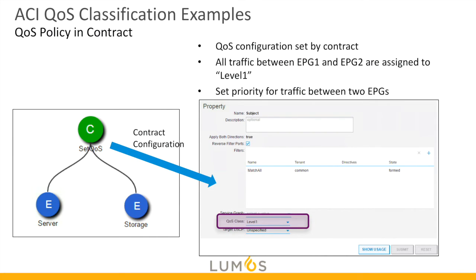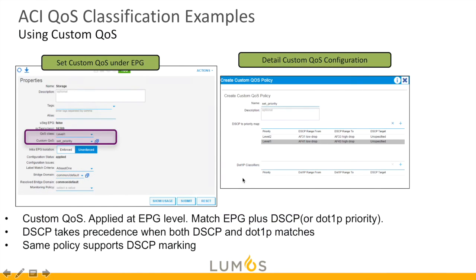You can set the QoS policy in a contract. So here we've got 2 EPGs, server and storage, and we've got a contract between them that is setting our QoS. All traffic between server and storage EPG here in this example is set to level 1. So you can set priority for all traffic between 2 EPGs.